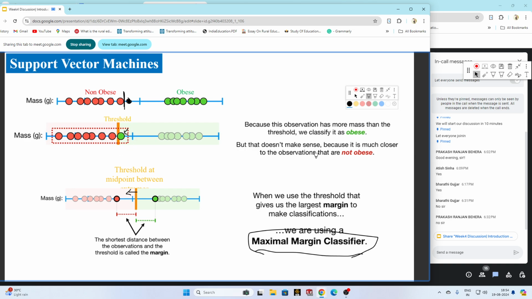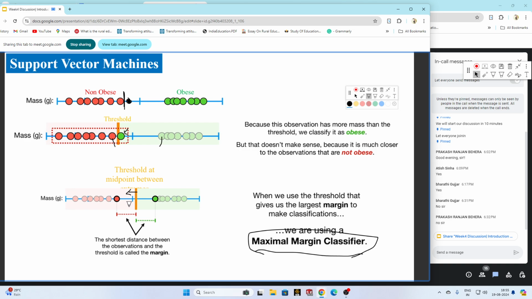So to get rid of this, the next step we took was to move this threshold exactly in between the two extreme points. When we move the threshold exactly in between the two extreme points, this type of classifier is known as a maximal margin classifier. What is a margin? Margin is the distance between the threshold and your extreme point.